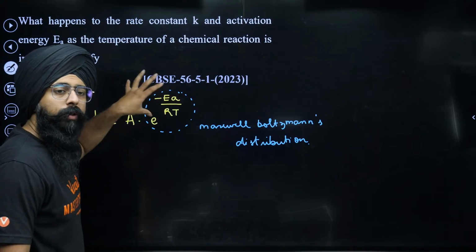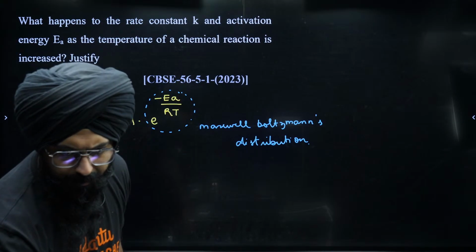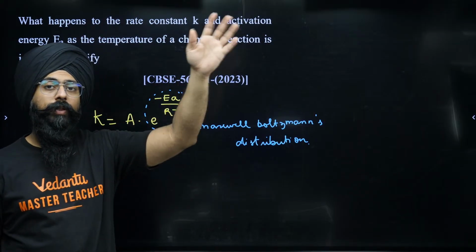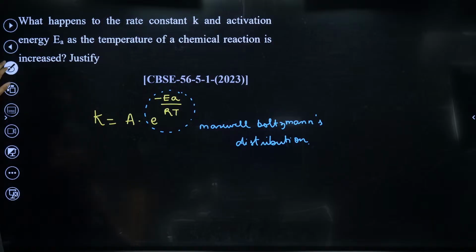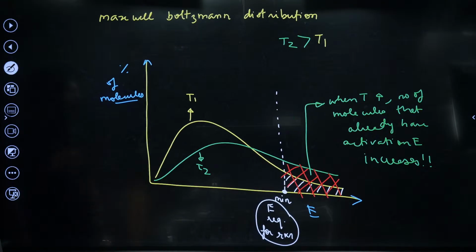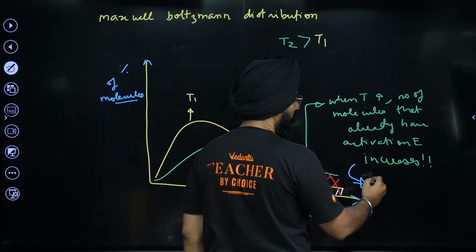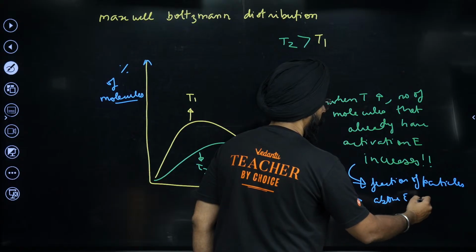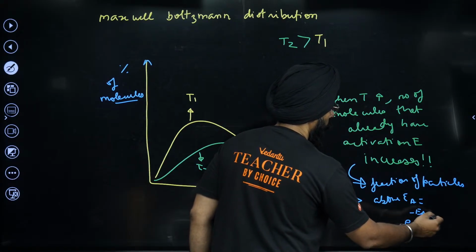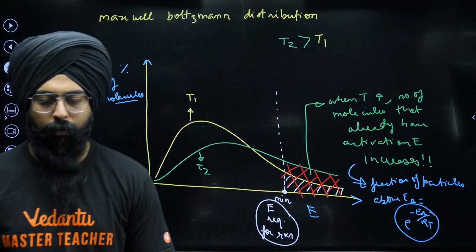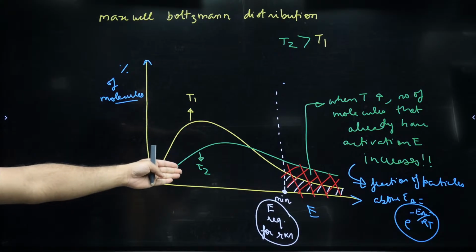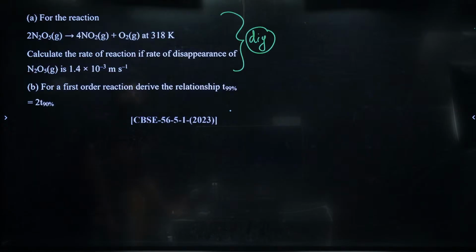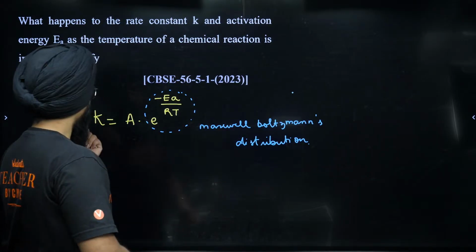This term basically tells you about the number of particles. This term essentially tells you about the fraction of particles that have more energy than the activation energy. Let me show you that analysis that we did a little while back. The fraction of particles above activation energy is equal to e to the power minus EA by RT. So this expression comes from this Maxwell-Boltzmann distribution. Since we have done this explanation already, when T increases, the number of molecules that have activation energy increases, and that leads to an increase in the rate constant of the reaction.